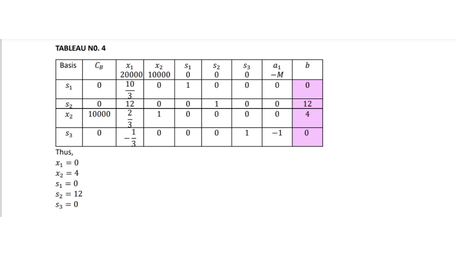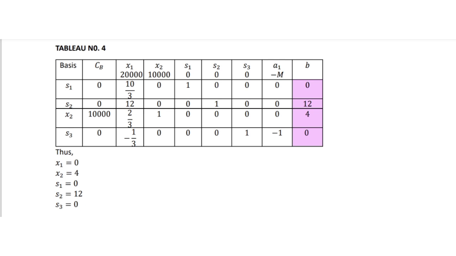We again check c sub j minus z sub j. So this time, there are no more positive values. That means we have reached the optimal solution and no further improvement is possible. So we proceed to interpret the tableau. From this tableau, x sub 1 is equal to 0, x sub 2 is equal to 4, and s sub 1 is equal to 0, s sub 2 is equal to 12, and s sub 3 is equal to 0. This means 0 educational videos, 4 entertainment videos.